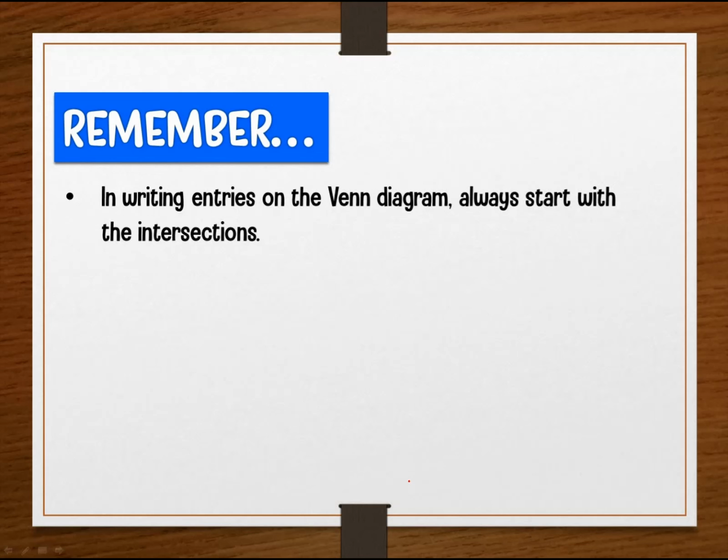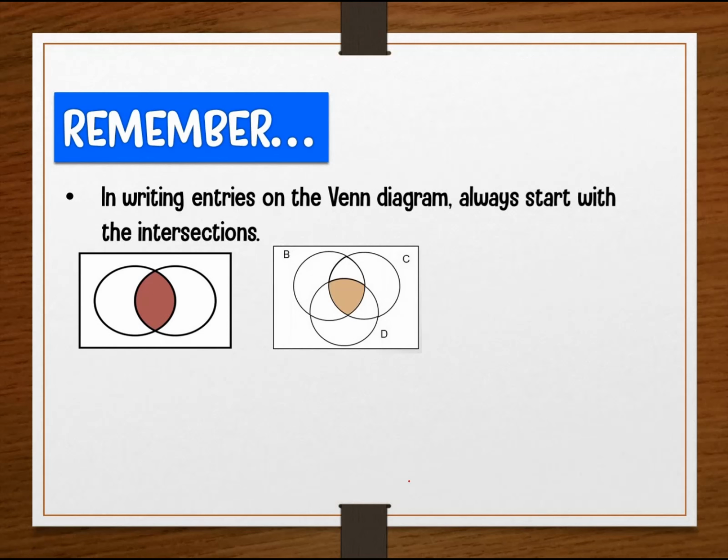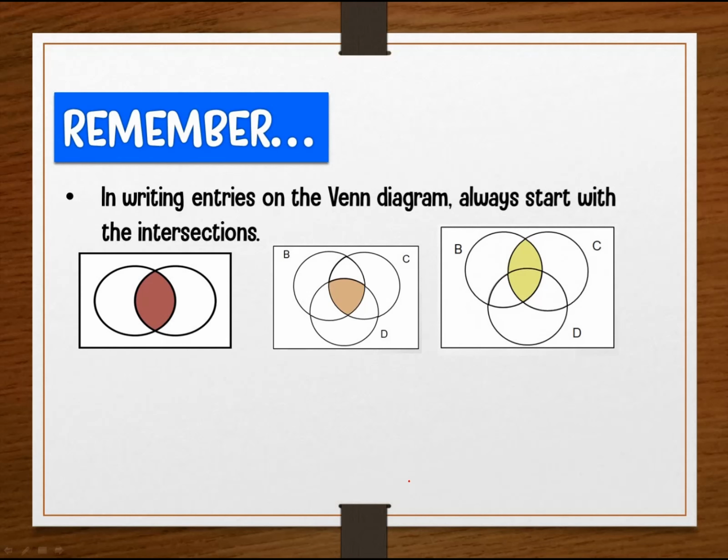Always bear in mind that in writing entries on the Venn diagram, always start with the intersections. If there are 2 circles, always start with the middle. If you have 3, you start with the middlemost before you go with the other intersections.